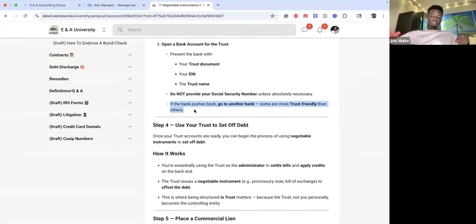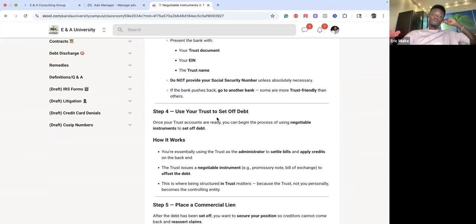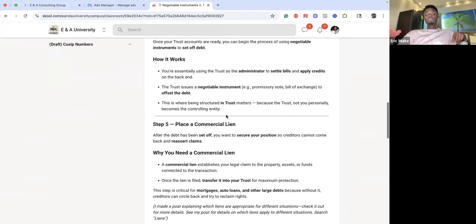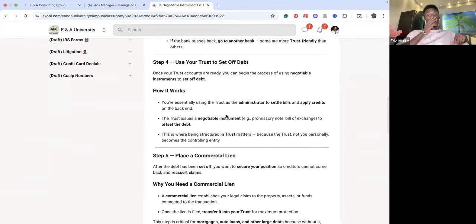I'm going to give you guys a few banks that I know for sure. I have a trust bank account with Wells, and they were pretty easy to open up with. There are a few other ones that I'm sharing in here as well that you guys are going to be able to leverage.